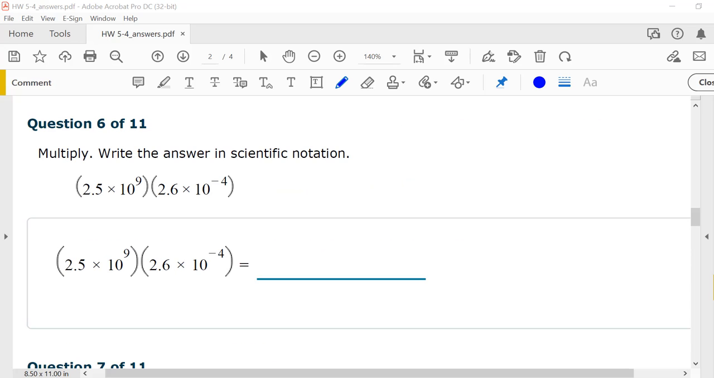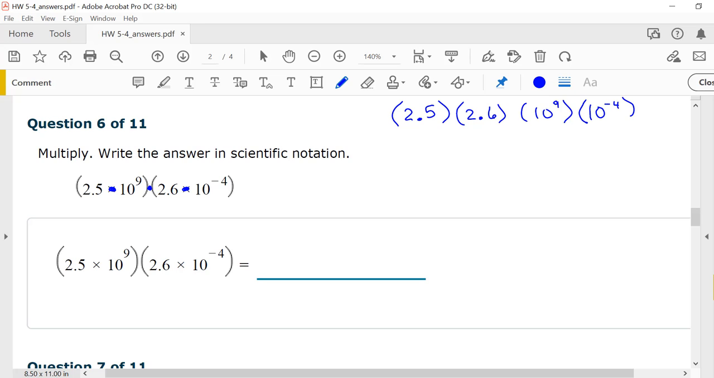Question 6 asks you to multiply two numbers that are given to you in scientific notation. 2.5 times 10 to the 9th times 2.6 times 10 to the negative 4. All right, I'm going to regroup. Since this is multiplying everything, I'm going to write that as 2.5 times 2.6, and then times 10 to the 9th times 10 to the negative 4.